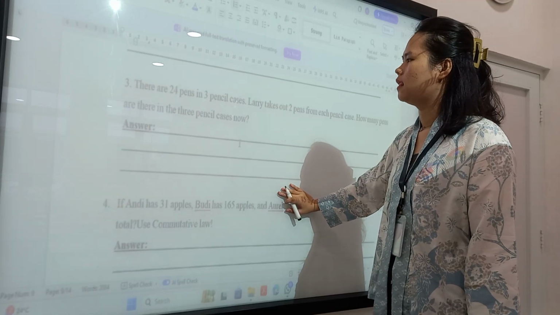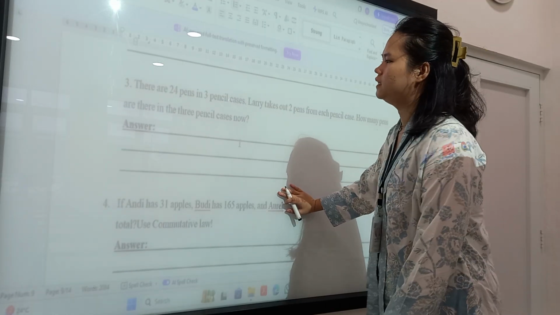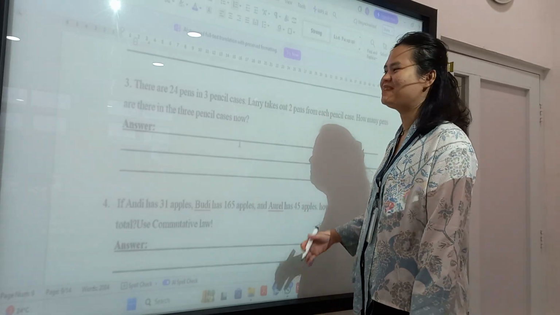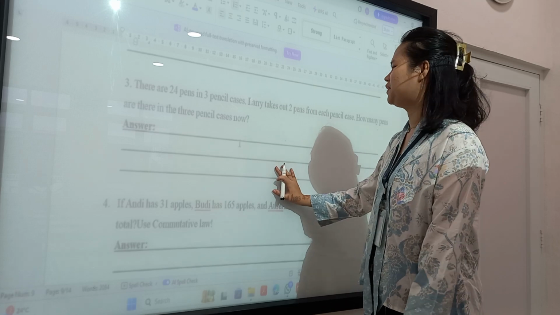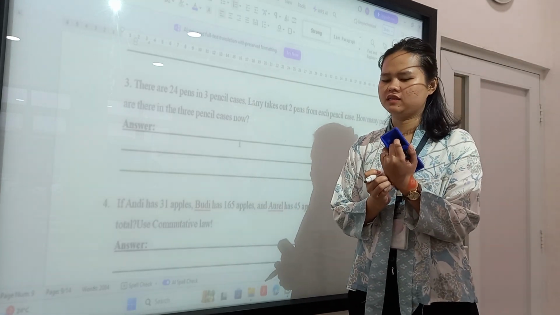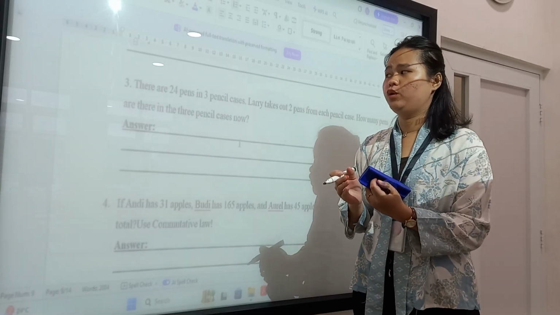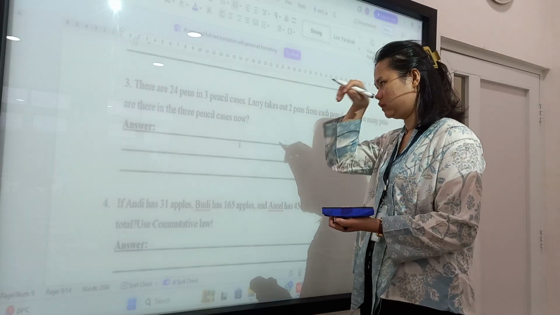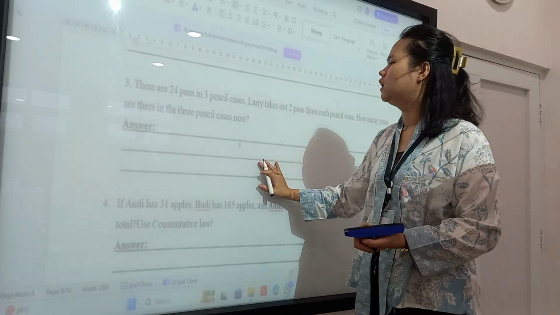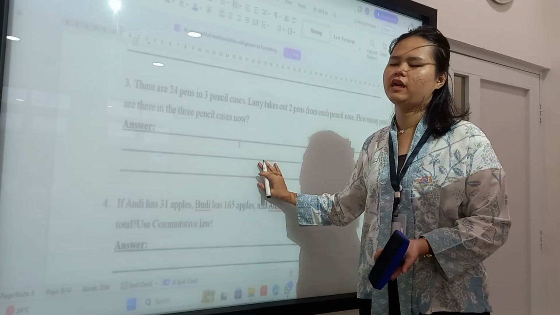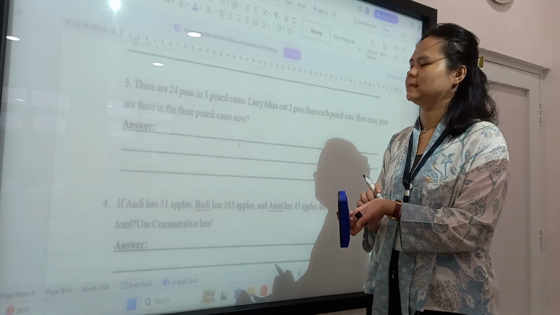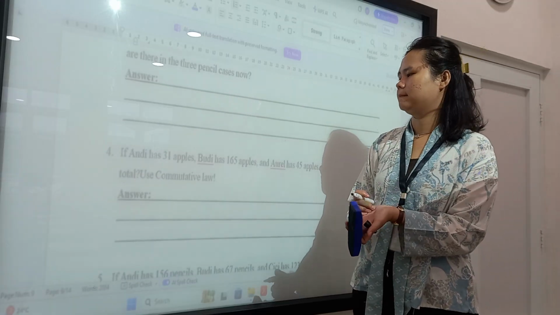Okay, number 3. This has 24 pens, and then you need to put them in 3 pencil cases. So later we need to divide first because in the order of operations we need to do multiplication and division first. So 24 divided by 3 equals 8. Then 2 times 3 equals 6, and then we need to subtract that. 24 minus 6 becomes 18.